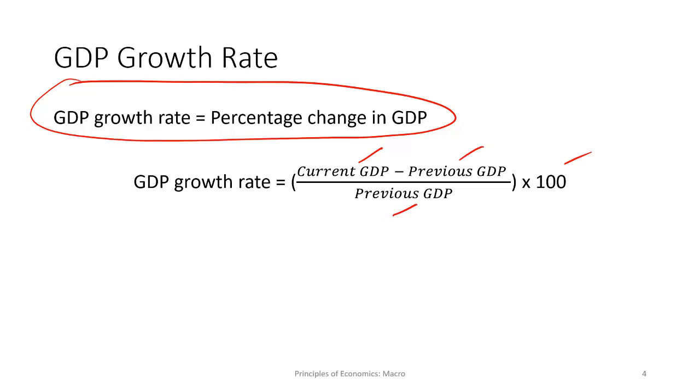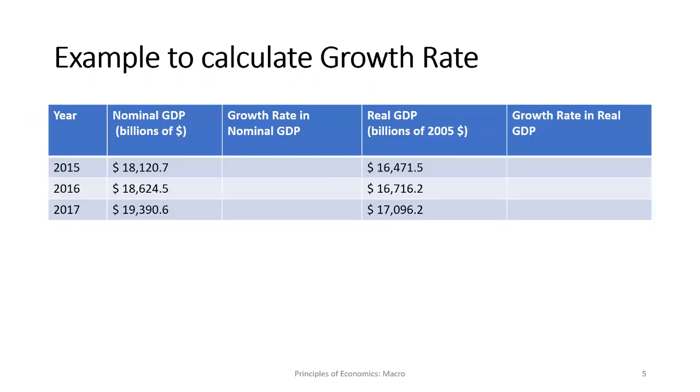Now in reality, we do care more about the growth rate because it talks about the health of the economy. If the GDP growth rate is higher, that typically means that we are doing better, which also means that our income is typically going up. So let's try to do some concrete examples. Given here is nominal GDP and real GDP for the years 2015, 16 and 17. Again, this data is collected from the Bureau of Economic Analysis website that I showed you before.